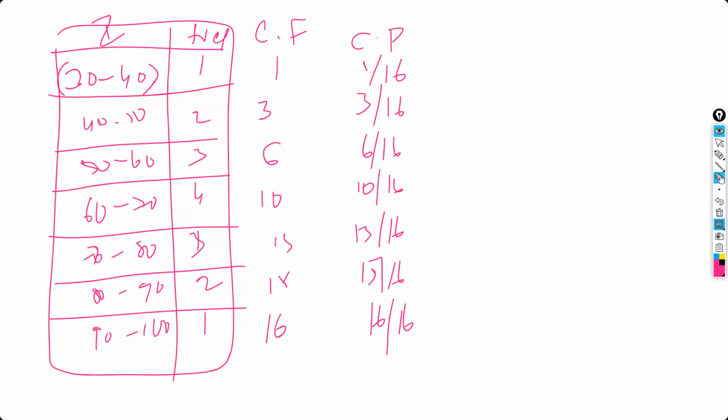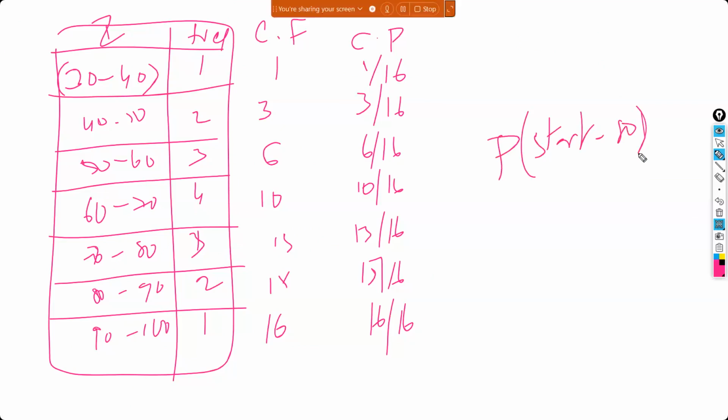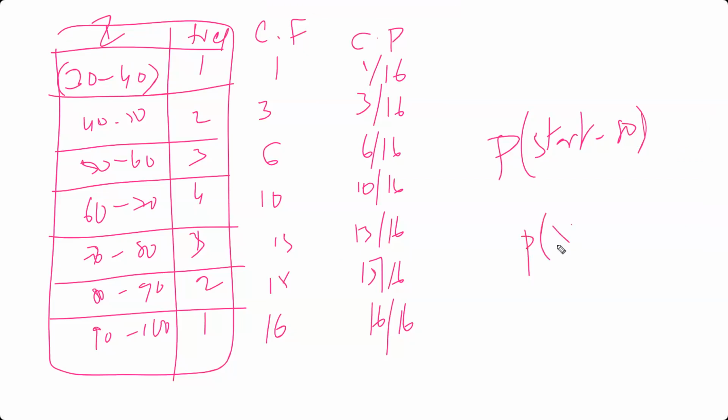What is the probability from the starting point to 80? Starting to 80 means from 30 to 80. What is the probability? 13 by 16. Sir, what is the advantage of starting to 80? Simply, it is asking how many students are less than 80. That is the meaning of this. The meaning of less than 80 is starting to 80. That is the advantage of cumulative probability.